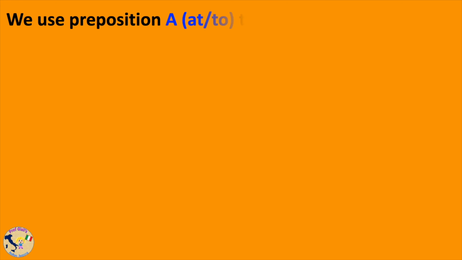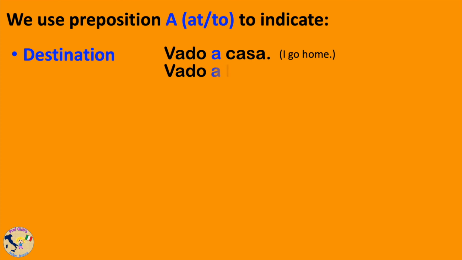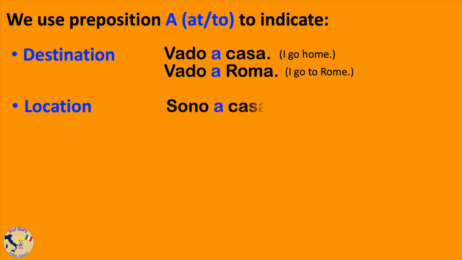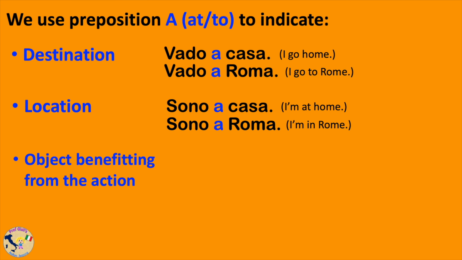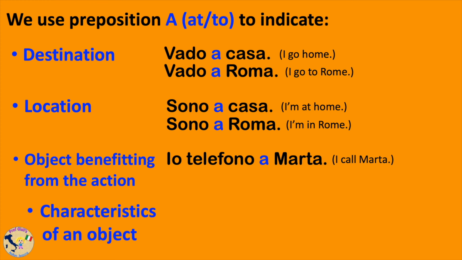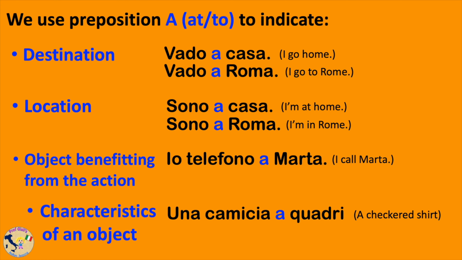We use preposition a, which is equivalent to English at or to, although not always, to indicate destination, the place you are going to. For example, vado a casa, vado a Roma. Location, the place where somebody or something is. For example, sono a casa, sono a Roma. The object benefiting from the action, as in io telefono a Marta, and the characteristics of an object. For example, una camicia a quadri.